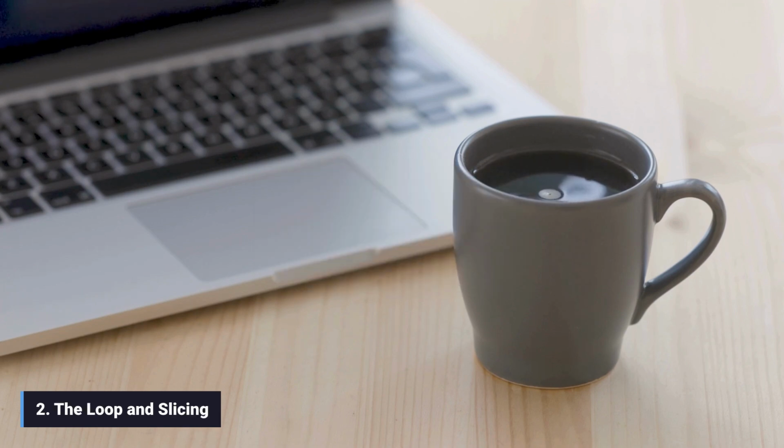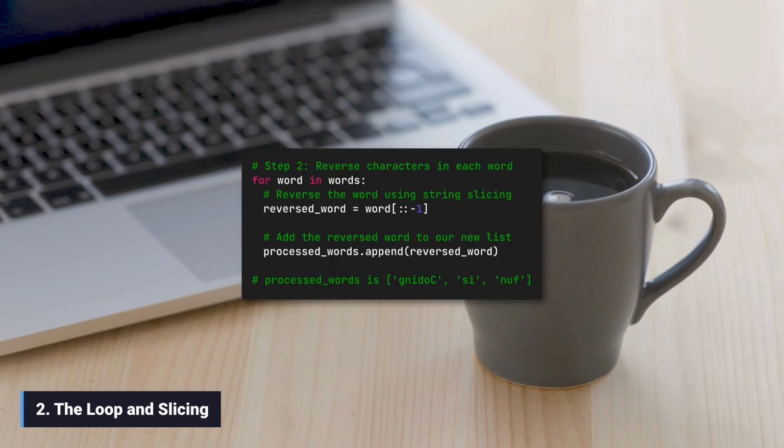2. The loop and slicing. We iterate through the list of words using a for loop. Inside the loop, for each individual word, we apply the slicing technique [::-1] to reverse its characters. This reversed word is then appended to our processed_words list.